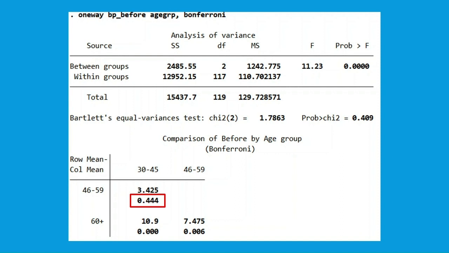And this p-value shows that there's no difference between the 46 to 59 group in comparison to the 30 to 45 group. Here, this p-value shows that there is a significant difference between the 60 plus group and the 30 to 45 group. And this one compares the 60 plus with the 46 to 59.